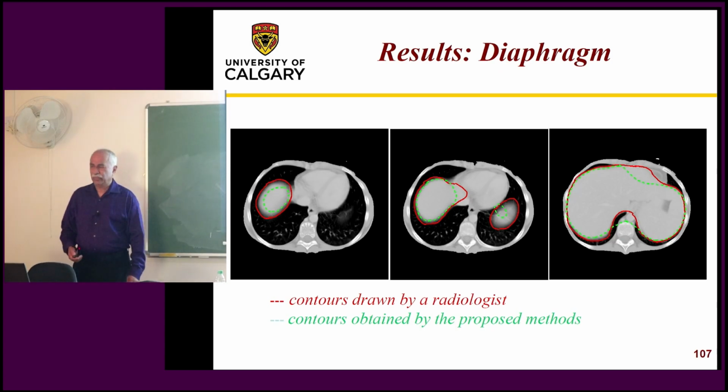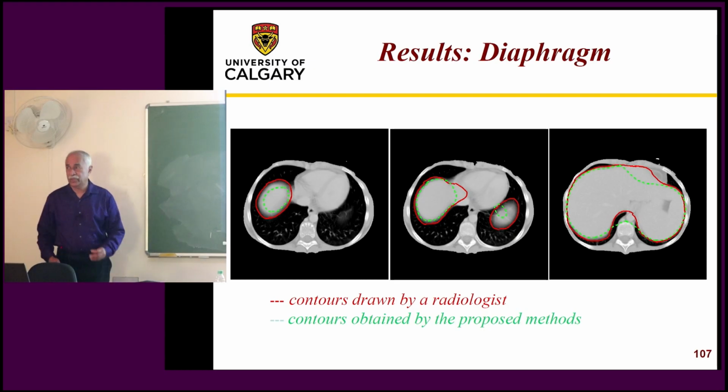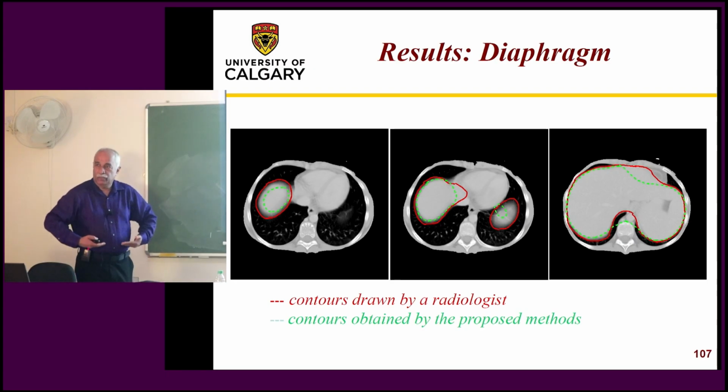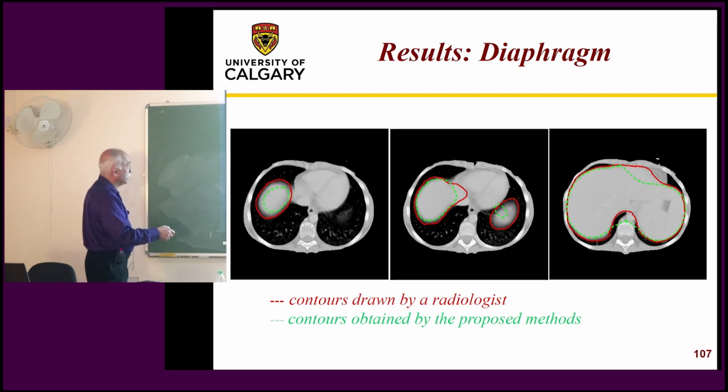So again, we did some comparative analysis with contours drawn by the radiologist. He did this for some of the images. In some cases, you see only one part on one side, and then two separate parts, and then one big part for the diaphragm as you go through multiple slices. The lungs, that's the heart region, spine. This is a part of one of the domes. Again, green is by our method, red is by the radiologist.